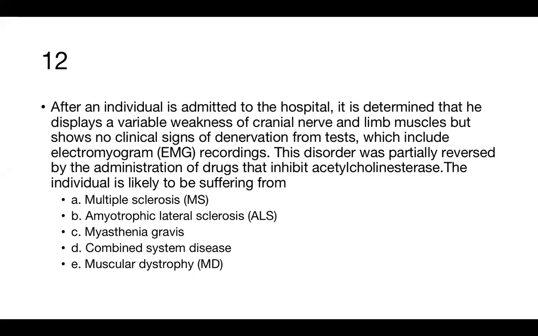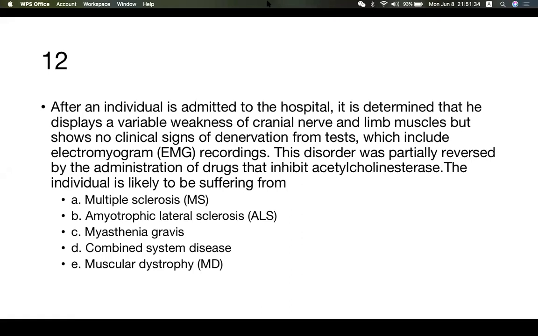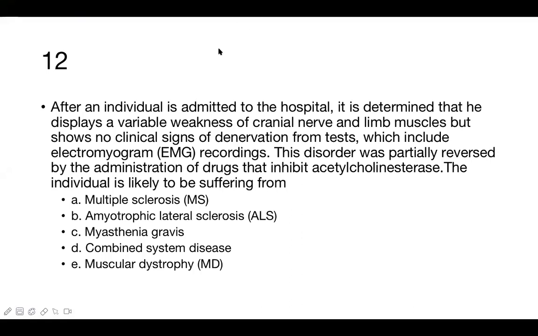It's option C. You mean myasthenia gravis? Can you give an explanation? Yes, sir. Because the person has weakness, but there are no clinical signs of denervation. And it is recovered with administration of drugs which inhibit acetylcholine esterase. So it means the drug increases acetylcholine. Okay. Very good, good explanation you have given.